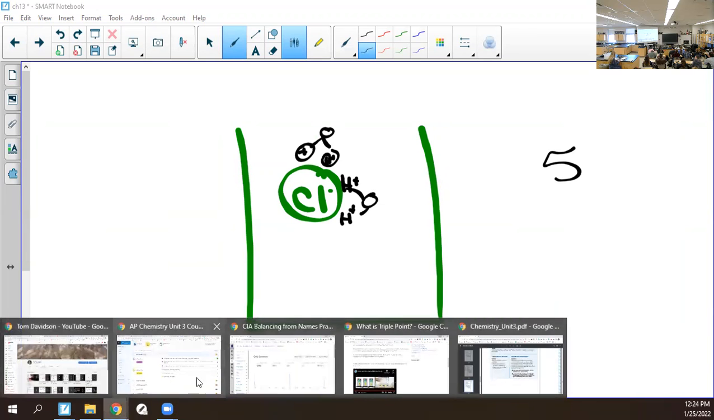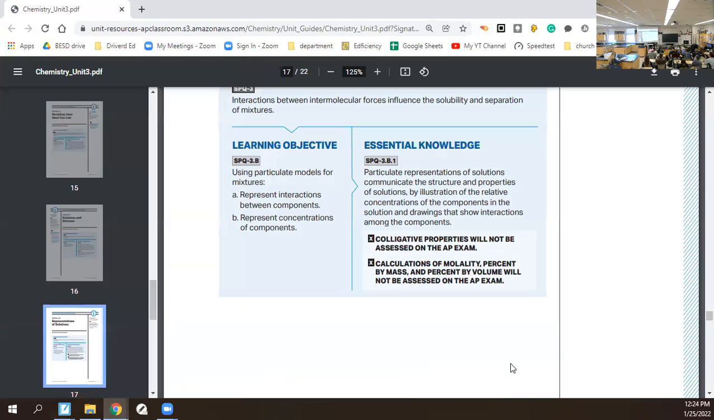Okay, coming back to what AP thinks is important. All right, this is what blows my mind. Oh, sorry, representation of concentrations of components. So that, once again, you'll just draw more of the thing that's concentrated and less of the things unconcentrated. And they'll give you numbers specifically, I'm sure. Like the CaCl2, you need 2 Cls to 1 Ca, stuff like that.